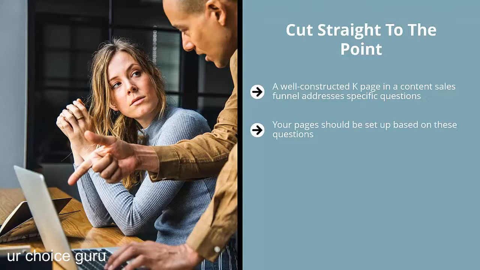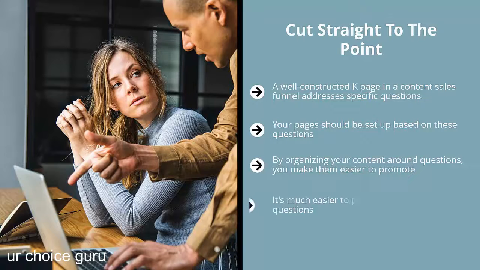There are great resources online you can use to find these questions. The most common, of course, is Google AdWords Keyword Planner tool. You can also use a tool called asktheaudience.com. Whatever the case may be, think of organizing your K pages around questions because people work with their problems in the form of questions. By organizing your content around questions, you make them easier to promote. Please understand that the human mind tends to navigate and process information in two forms: questions and stories. It's much easier to produce content based on questions.